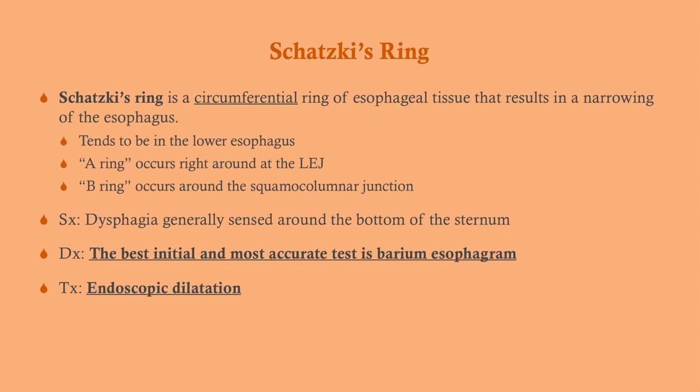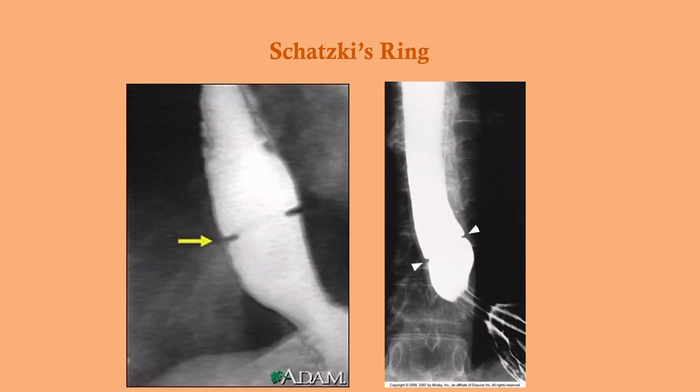And so again, best initial and most accurate test is the esophagram, because we're talking about anatomic things here. So a nice esophagram is going to show you where the problem is at. The treatment here is dilation if necessary, and typically it becomes necessary once they start developing symptoms. Okay, so notice you have a ring here. It's on both sides.